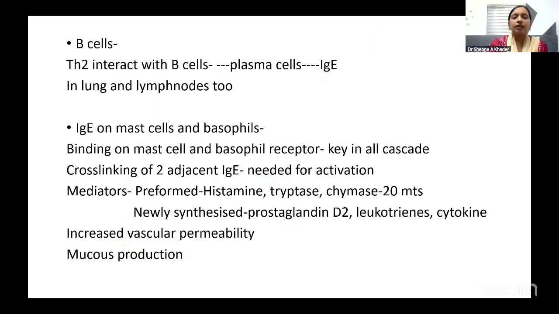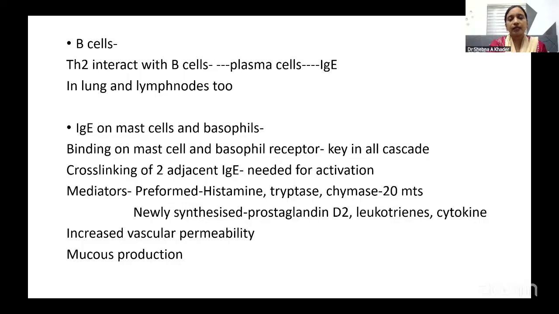And Th2 cells interact with the B cell, resulting in plasma cell activation and IgE release, and it can be seen in lung tissue and lymph nodes. The IgE that is released binds on the mast cells and basophils. So that is the initial phase, and the binding is the key in all the inflammatory cascades.